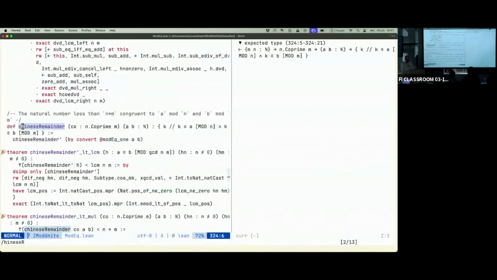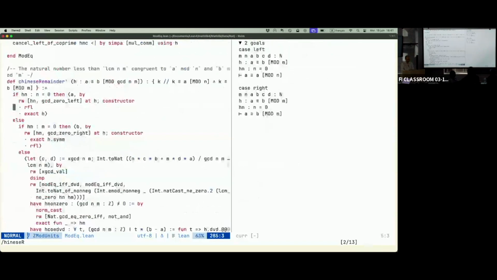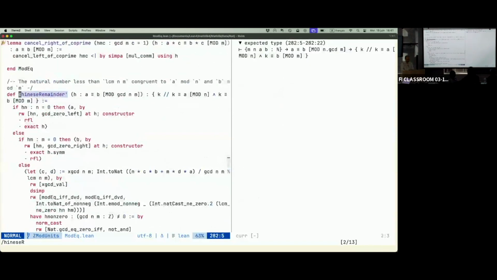So if we have a look at the proof, okay, Chinese remainder, which is the one we're interested in, it just calls another one. So we'll have a look at the first one. Here's the function. You see, it takes one hypothesis that a is congruent to b modulo the GCD of n and m, and it constructs an integer k. And so one has to think about what it means.